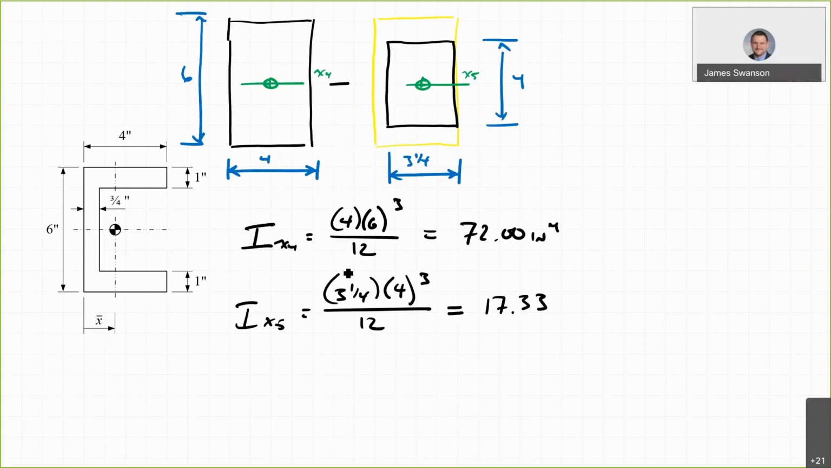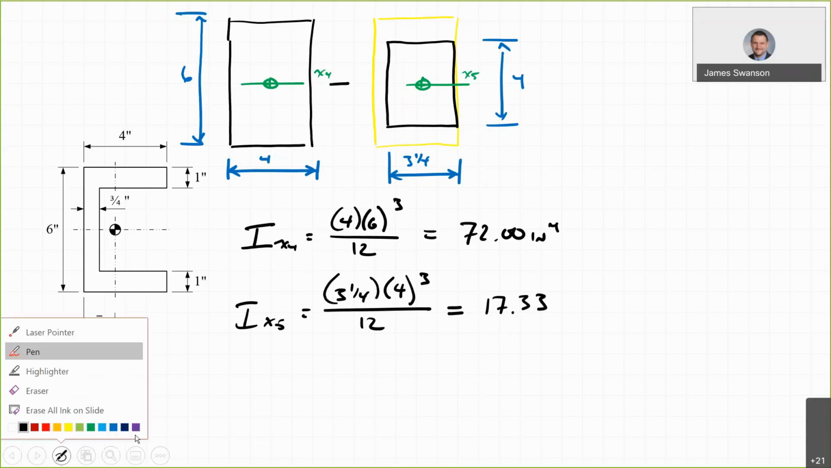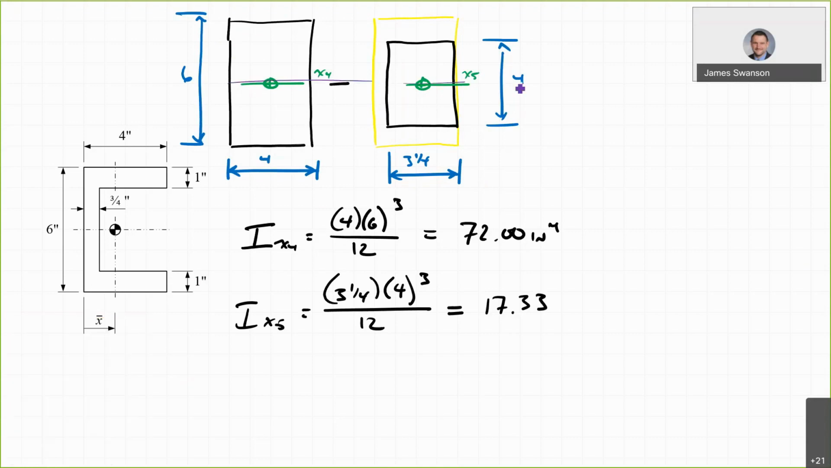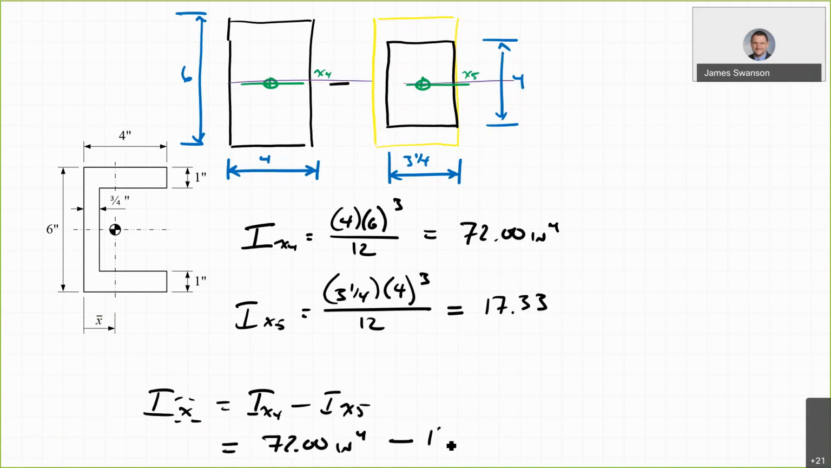So then since these two axes are coincident, right? There's one axis, they lie in the same line, then I don't need to use the parallel axis theorem. I can just say that I sub big X is equal to I x4 minus I x5. And so if we push that number through, we get 72.00 inches fourth minus 17.33 inches fourth. And it works out to be, thank goodness, the same answer.